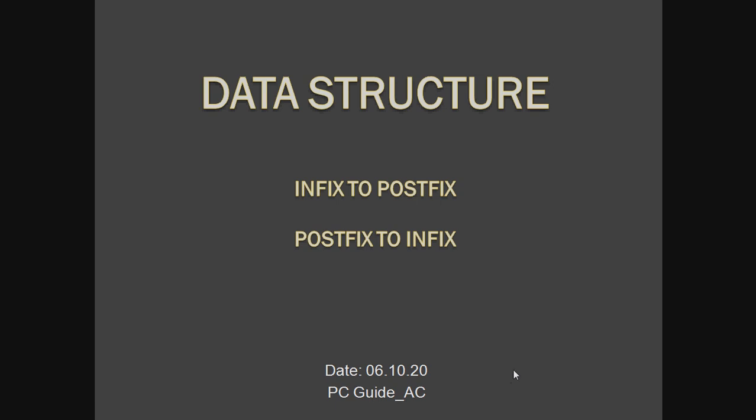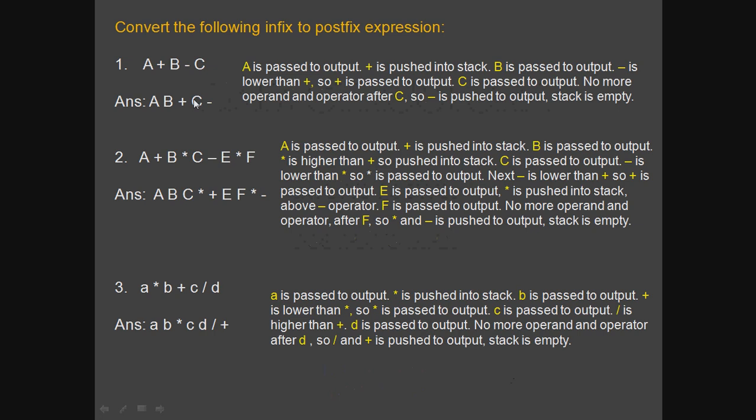In the first case we have to convert the following infix to postfix expression. We have three examples. In the first one we have a plus b minus c. This is an infix expression. How do you know it is infix? Because between two operands, between two variables, we have a binary operator. Always there will be an arithmetic operator, a binary operator, in between the two operands.